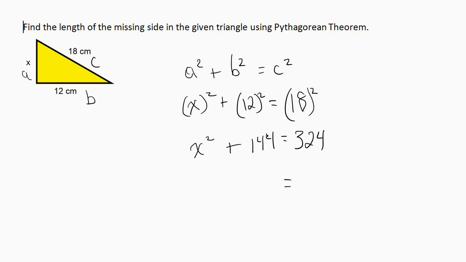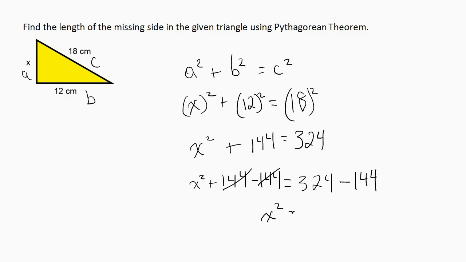Now, just using a little bit of algebra, we need to bring the 144 to this side, or cancel it out from this side. So x squared plus 144 minus 144. Okay, so the minus will get rid of the plus. These just cancel each other out, equals 324. Now, since I subtracted 144 from this side, we must also subtract 144 from this side in order to keep the equation balanced. And what we have so far is that x squared equals whatever 324 minus 144 is.